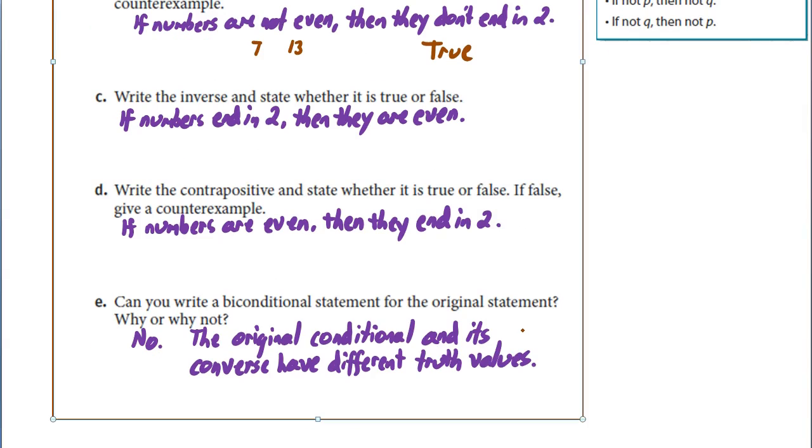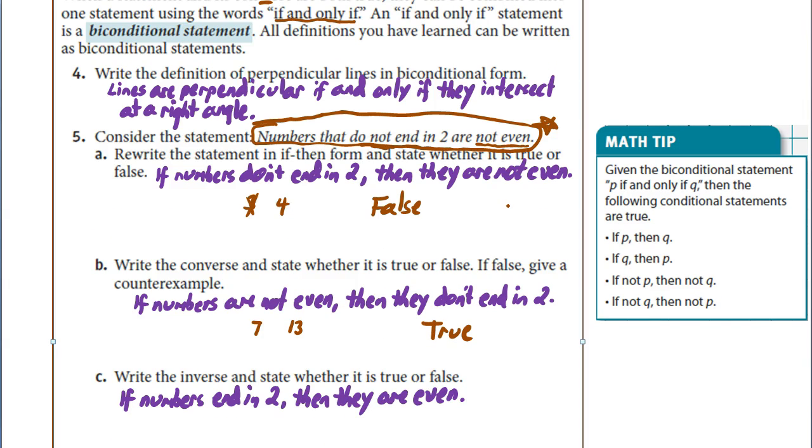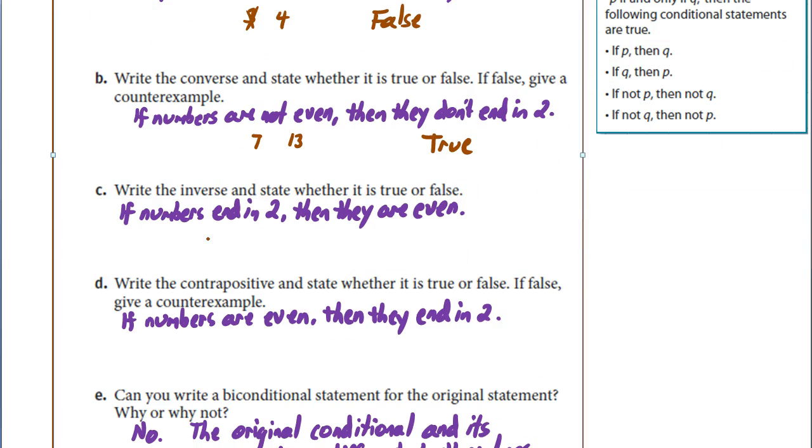Question C, write the inverse and state whether it's true or false. So go back to the original, circled here in brown. For the inverse, you're negating the hypothesis and conclusion. So it already had the word not in it. When you negate, you're removing the word not. And it would create the sentence, if numbers end in 2, then they are even. That's true.